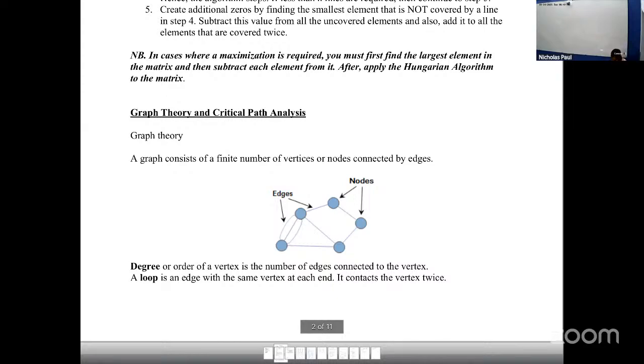So this is the vertex we're considering, right? The edge has to start and finish at the same vertex. So if it starts here, it finishes right in here. That is a loop. You okay with that? Yes, sir.